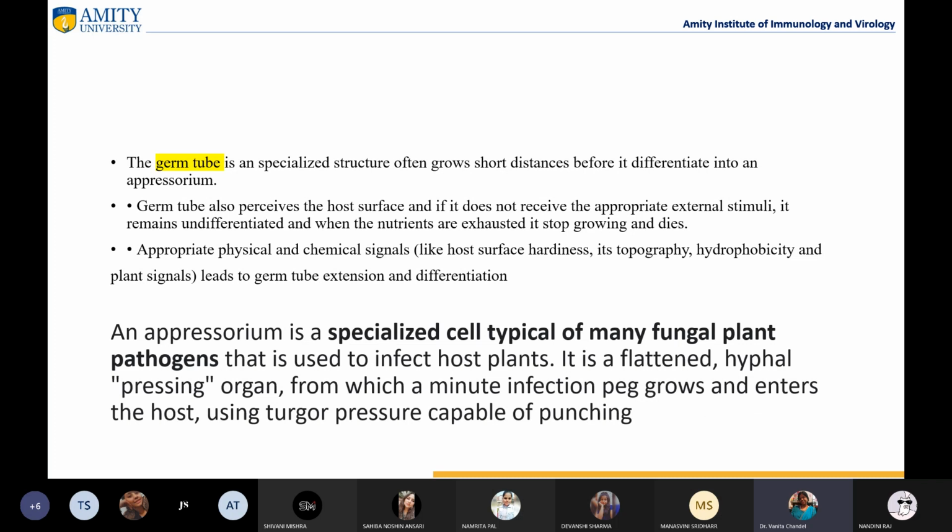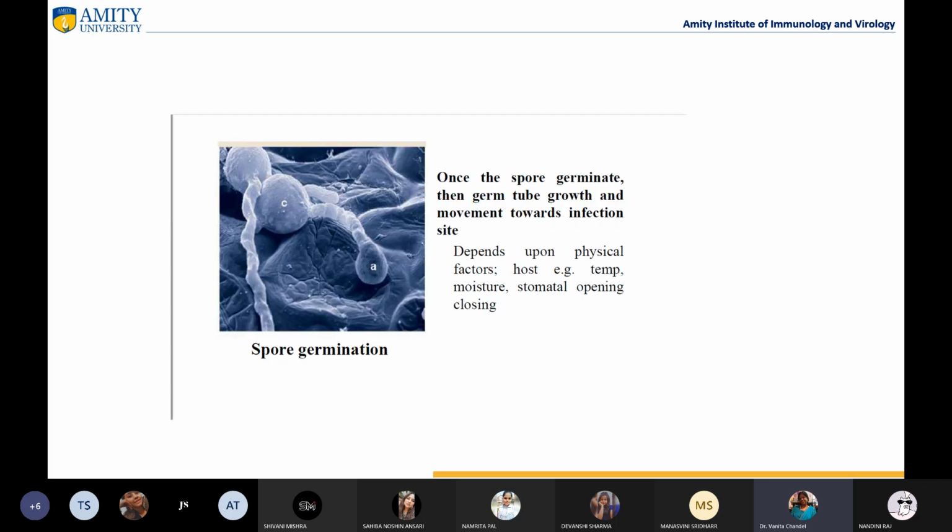It is a flattened hyphal pressing organ from which a minute infection peg grows and enters the host using turgor pressure, capable of punching through the particular host, right? So this is an example of a spore germination. This is seen through some high electron microscope kind of a thing.